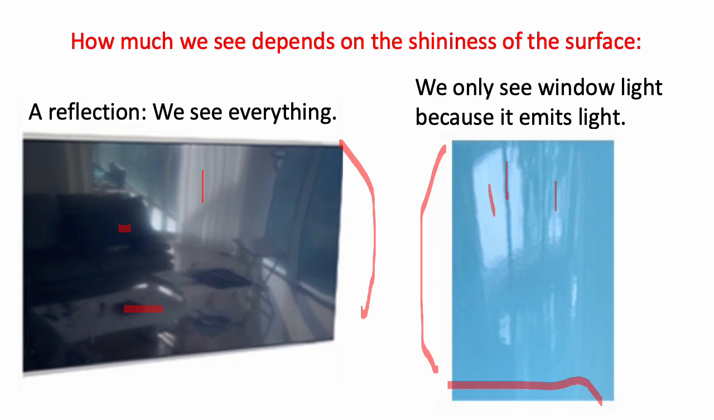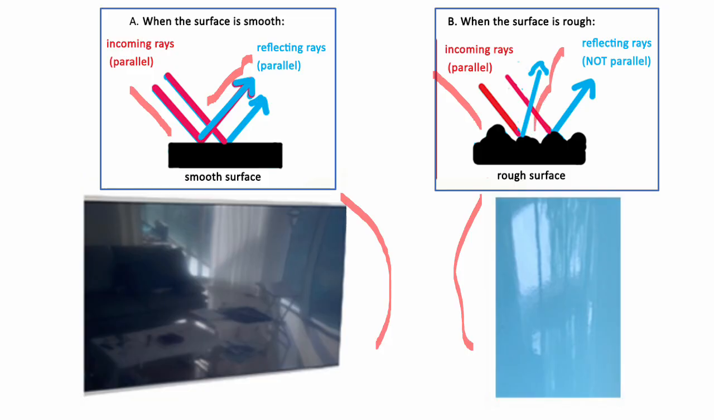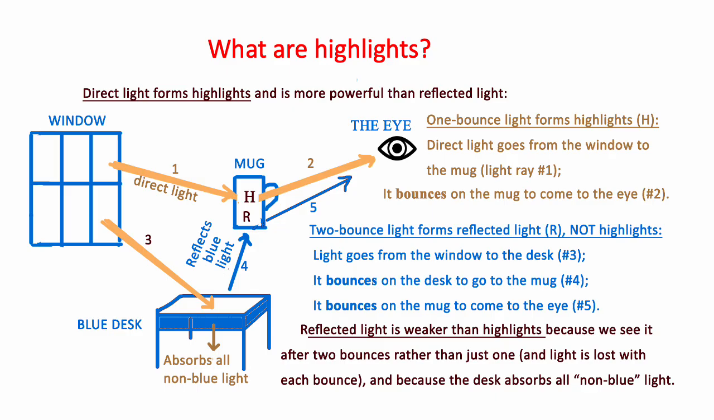And why is that? The TV screen is so smooth that when parallel light rays hit it, they're parallel when they reflect off the TV screen, so we see a mirror image. But this mug is a rougher surface, so when light rays hit it, they're no longer parallel when they reflect off. This diagram shows you the difference between direct light, which forms highlights, and the less powerful reflected light.